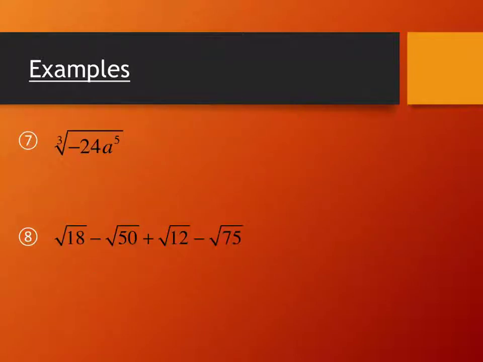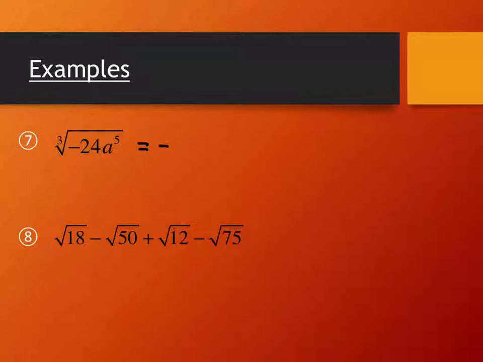All right, a combination problem. It's a combination of the last couple of things we've done in the last couple of examples. This one has the cube root of negative 24a to the 5th. We're going to take it piece by piece. Let's deal with the negative first. What's the cube root of a negative? It's negative, okay? So we start the problem knowing that we're going to have a negative answer.